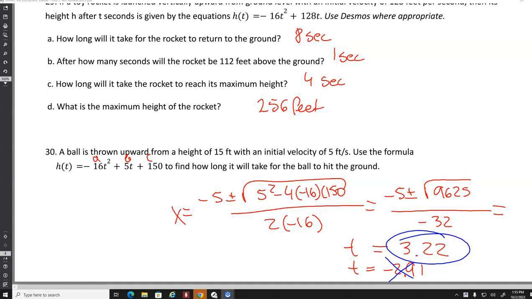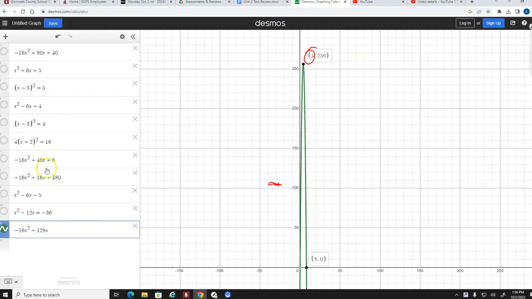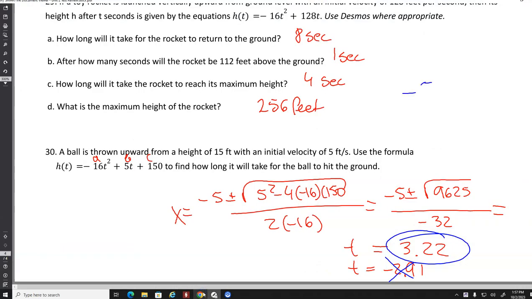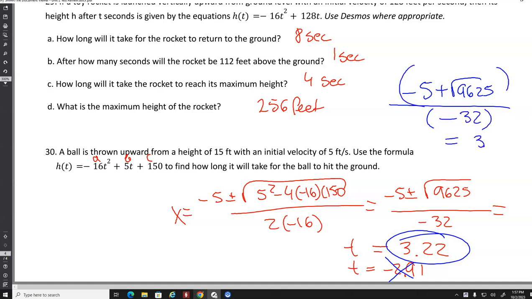We can also use Desmos to check our answer. We can put it all in Desmos and check the same answers. It asks us to find out how long it will take for the ball to hit the ground. Again, this is right here, 3.22. If we take this and put it into the calculator, -5 plus root 9625, all of it divided by -32 in parentheses like this, this needs to be in parentheses, we will get 3.22. If we do -5 minus, we're going to get the negative answer, which is not correct.